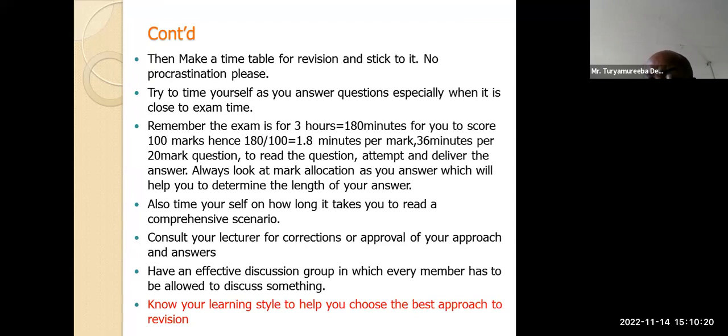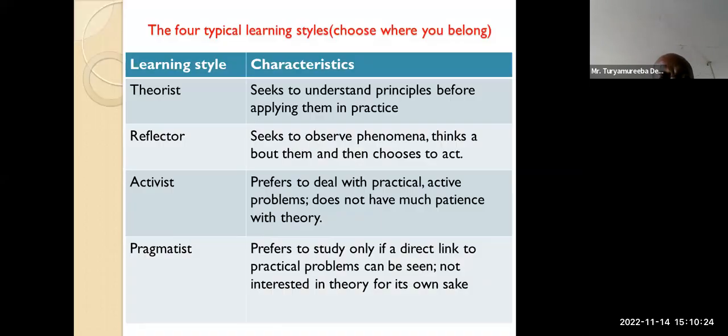Know your learning style to help you choose the best approach for revision. There are basically 4 learning styles. You can know where you belong. Some people seek to understand principles before applying them in practice.